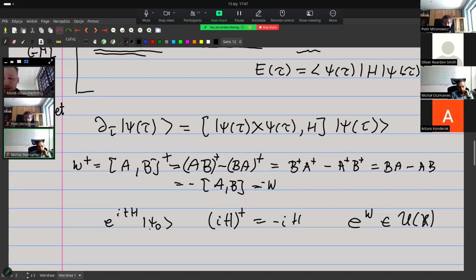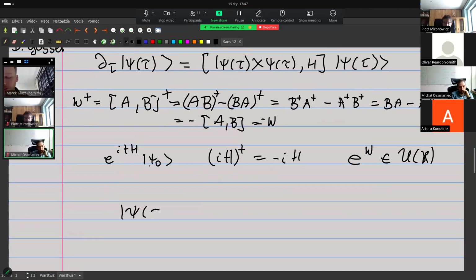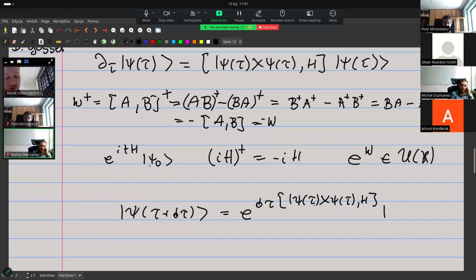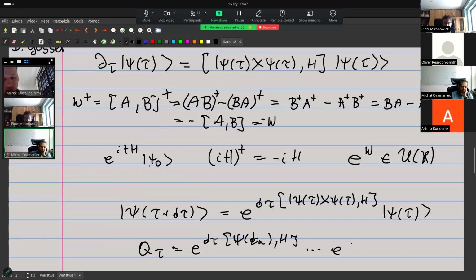Even though I don't have this, what I can write is that if I want to have psi of tau plus some d tau, then what I can do is exponentiate with d tau this bracket here. So we have the projector C of tau, H, C of tau on psi of tau. Okay? So what we have is that Q of tau will be some Trotter-Suzuki decomposition over different times. So we will have d tau. I will write just psi Tn, comma H, and so on, d tau, psi T0, let's say, comma H. And that is our unitary, okay?